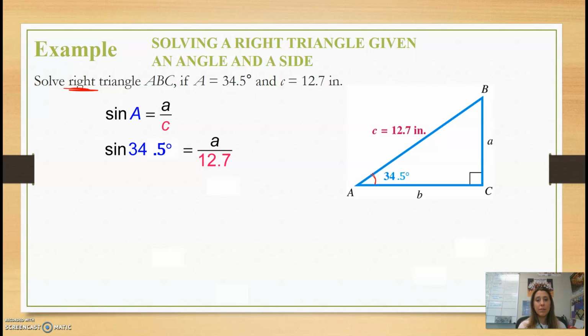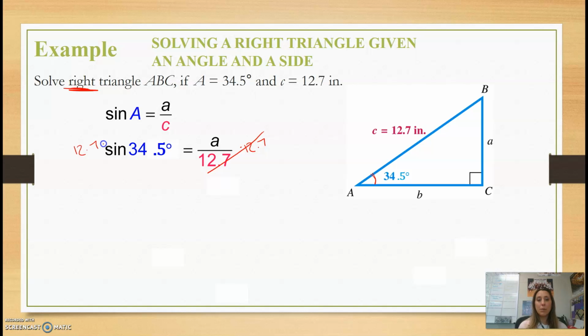And once I plug those two things in, I can start solving for an unknown. So the sine of 34.5 degrees, this is just a number, a decimal number. So what I'm going to do is multiply both sides by 12.7, because that'll get rid of that, but then I've got to put it over here. If I do that on one side, I've got to do it to the other.